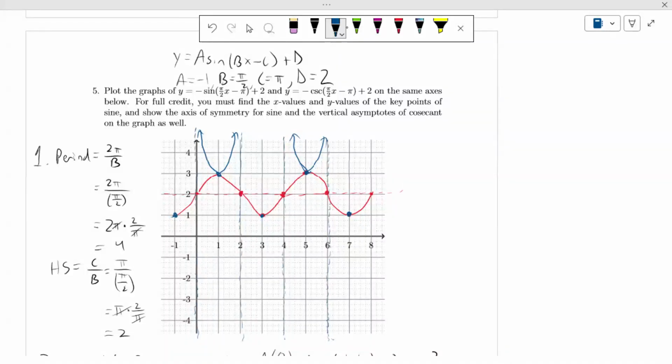All right, and then anywhere where we have a minimum y value, that's going to correspond to an upside down U shape for cosecant. So we have that. Down like that. Does not have to be perfect. I forgot to put in this vertical asymptote over there. There we go. And there we have it.